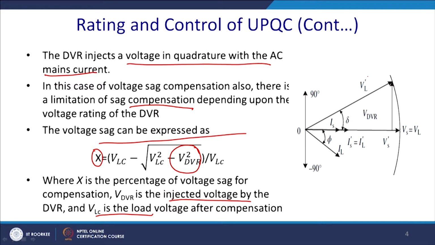Ultimately, you understand this is the load voltage VL, where you have to make Vs equal to VL with unity power factor, and this was basically your IL. The DVR will inject its voltage in quadrature, and thus you will get this voltage. So, Vs becomes equal to VL, and the voltage is injected in quadrature. This is the simple principle of operation of this UPQC Q type.